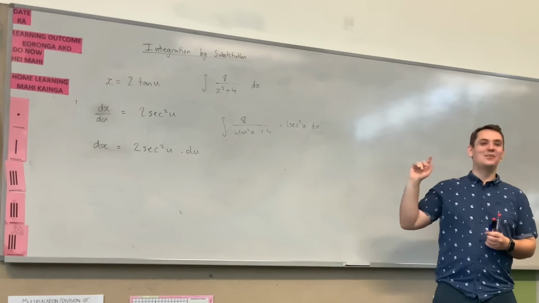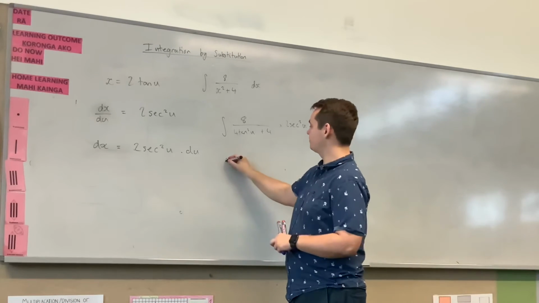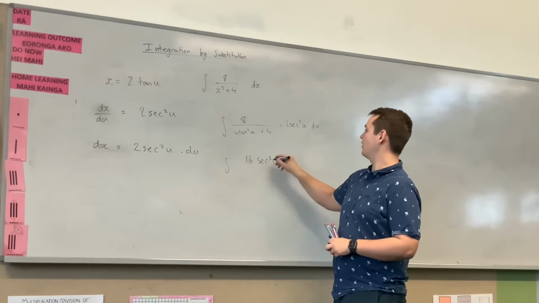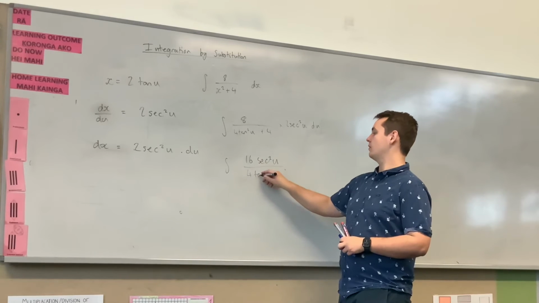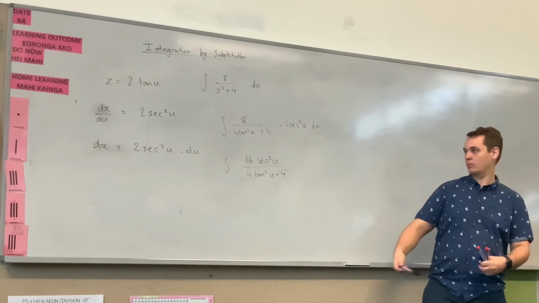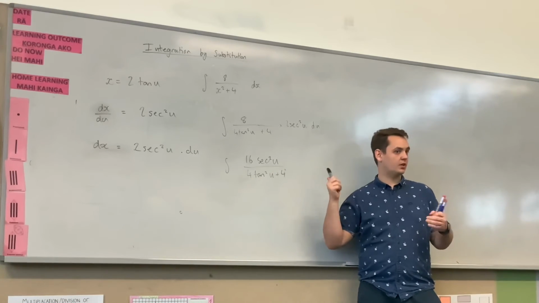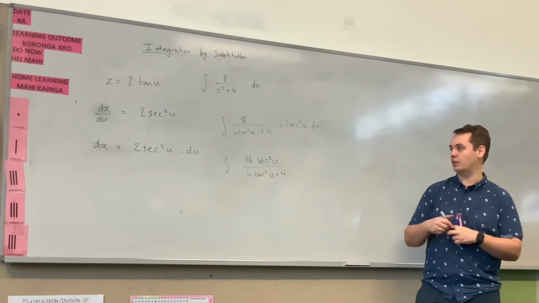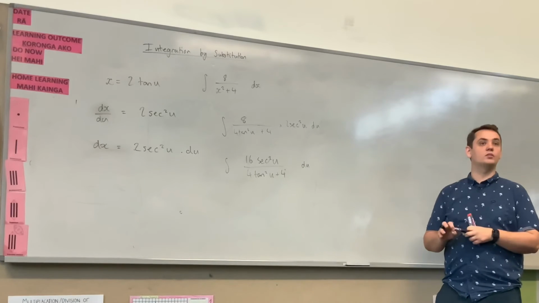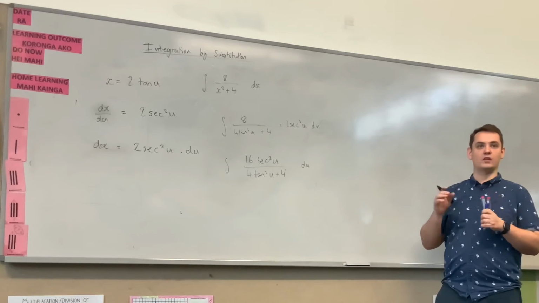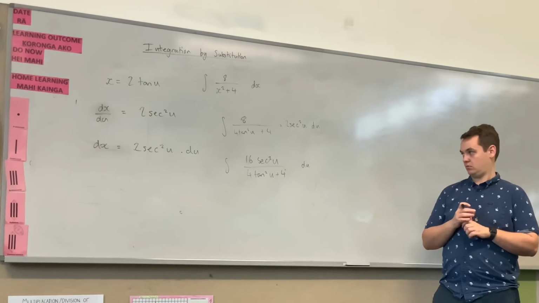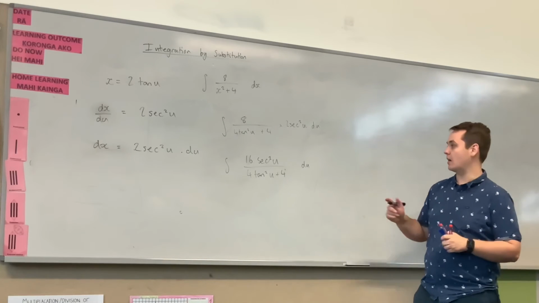When we combine it as one single fraction, we get 16 sec squared u over 4 tan squared u plus 4. Obviously, you can divide through by 4 here, to make it just 4 sec squared u over tan squared u plus 1. But what else can I now start thinking about? Tan squared plus 1 equals sec squared. Yeah, that's even nicer.